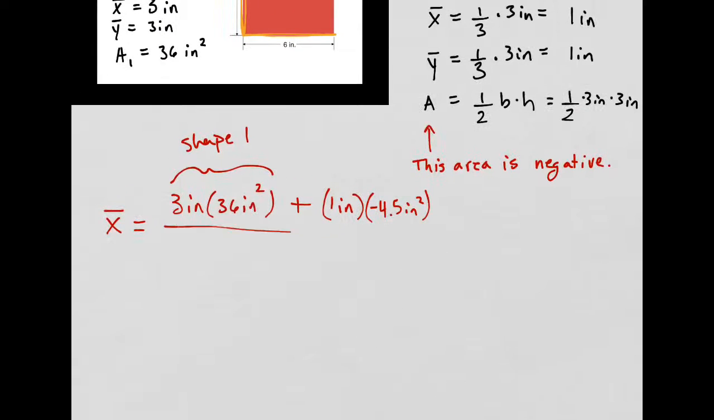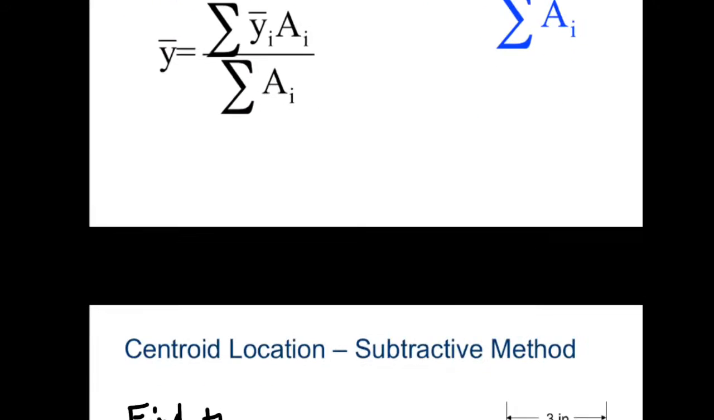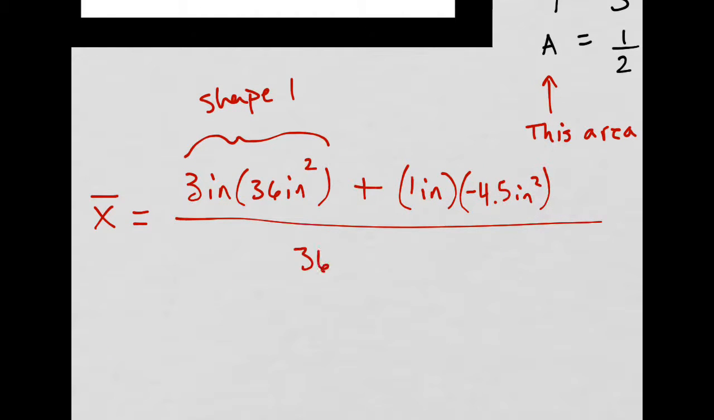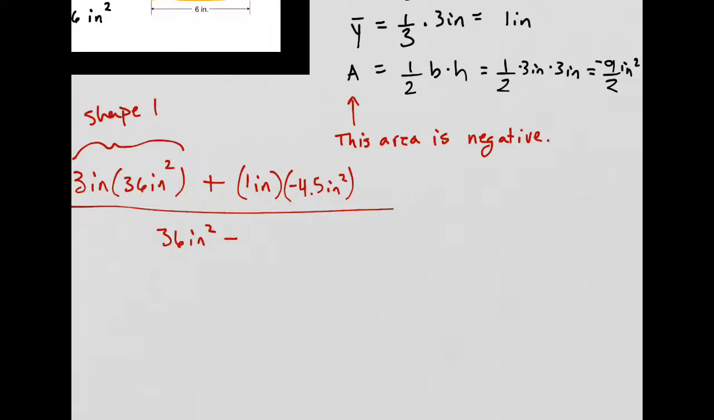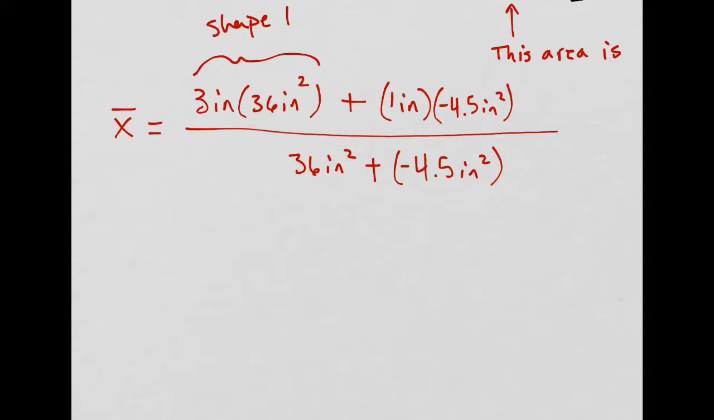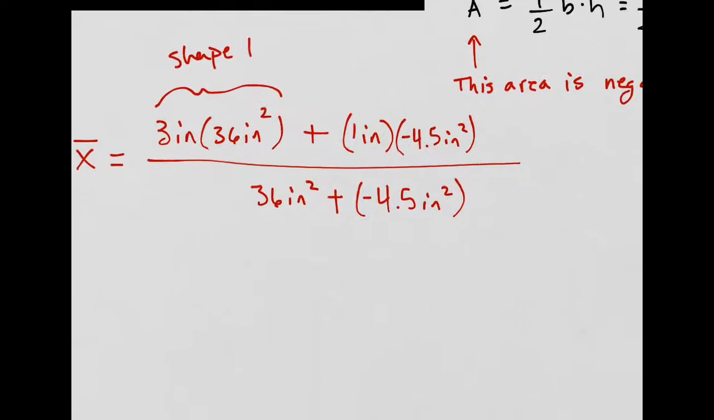And then I'm dividing by the sum of all the areas. So I'll just take the two areas, 36 inches squared, minus, adding a negative is the same thing as minus, 4.5 inches squared. So I'll do that. And that'll be my X bar. However much I go out on that from the reference axis, that's what this distance will be.